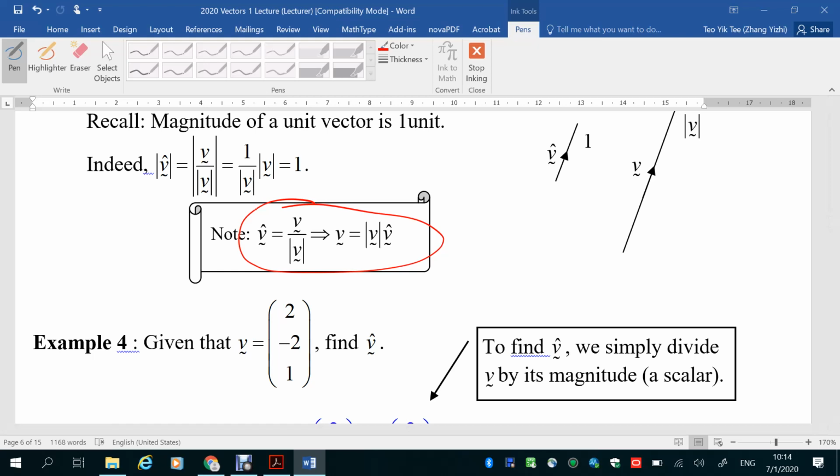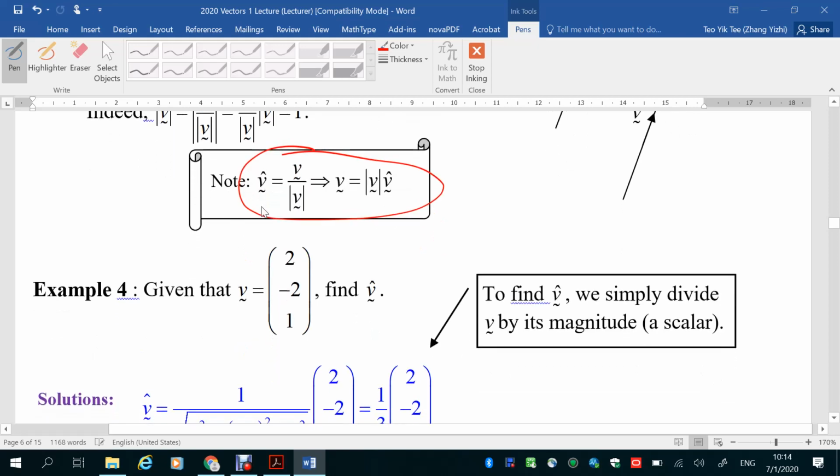Example 4. Find for me the unit vector of V. Try on your own now. Try to understand by logic, not by formula. Find for me the vector V divided by its magnitude. That will give you a vector of length 1 in the same direction as V.